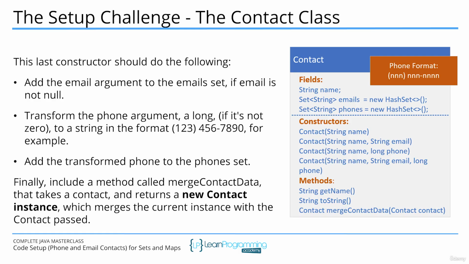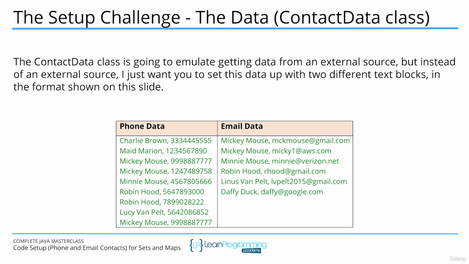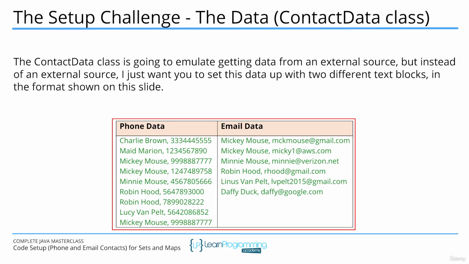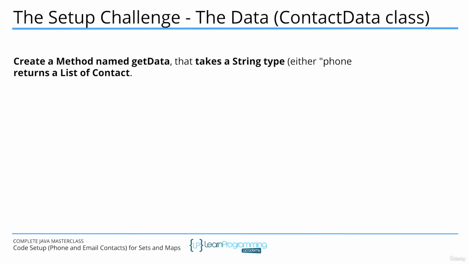I've only just started the conversation about sets and hash sets, but you should be able to set up emails and phones as shown for this challenge. The ContactData class is going to emulate getting data from an external source, but instead of an external source, I just want you to set this data up with 2 different text blocks in the format shown on this slide. This data purposely has duplicates. Create a method named getData that takes a String type, either phone or email, and returns a list of Contact.